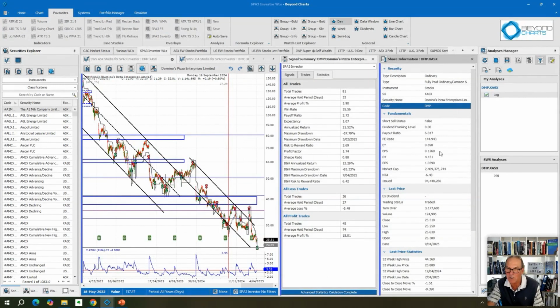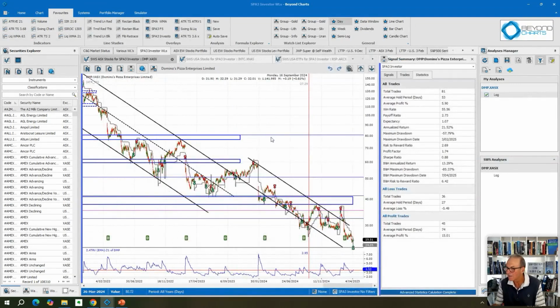Wow, that's low. Earnings per share is low. PE ratio is massive. It's 144. The dividend yield's 4%. Okay, well, I'm not going to buy something with that amount of yield, and I'm not doing the trade. You're out of the flow.